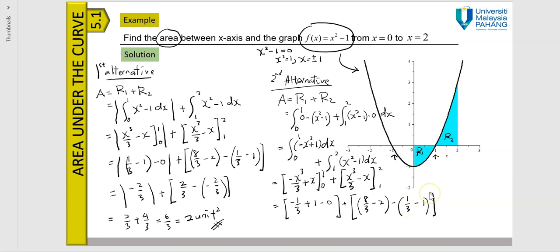Okay, so here we have negative 1 over 3 plus 1 is 2 over 3, and then what you have here is plus 8 over 3 minus 2, so you have 2 over 3. And then 1 over 3 minus 1 is negative 2 over 3, and then you have minus here, so plus 2 over 3. So that means you have 6 over 3, so equal to 2 unit square. Okay, so you can see we have the same result here, either by using the first alternative or the second alternative.